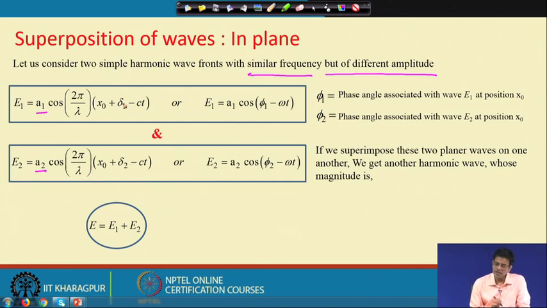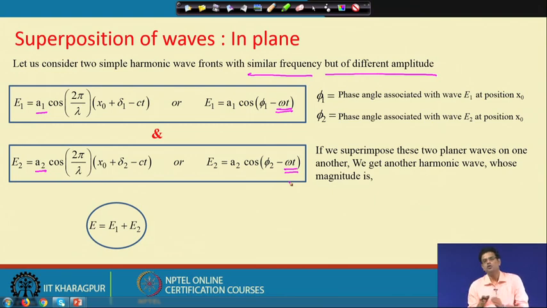Now, 2 pi by lambda x 0 plus delta 1 is the phase for light wave 1, and delta 2 is the phase for the second one. So, 2 pi by lambda x 0 plus 2 pi delta 1 by lambda I call the phase angle phi 1 associated with E1, and phi 2 is my phase angle associated with E2, and omega is the angular frequency, which is the same for these two.